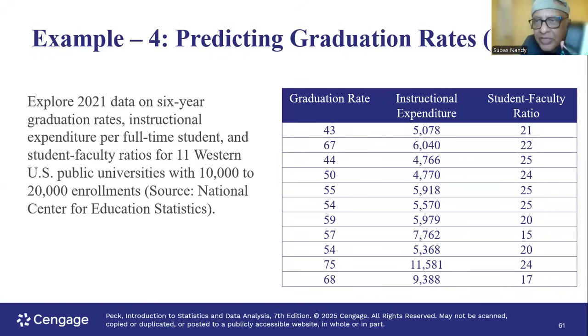Move the cursor by the right cursor key to the first line in L2, where we'll enter the graduation rate, which is y, dependent. It is assumed that the graduation rate depends on instructional expenditure. Okay, so first number in L2 is 43, next is 67, then 44, then 50, then 55, then 54, then 59, then 57, then 54, then 75, and 68. Let's do a scatter plot first.